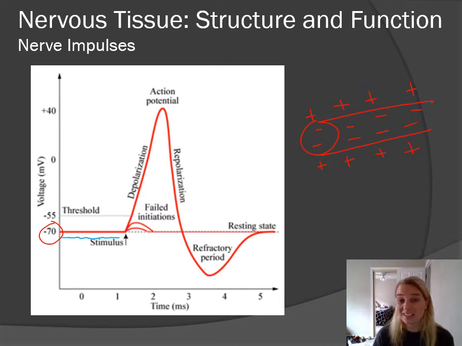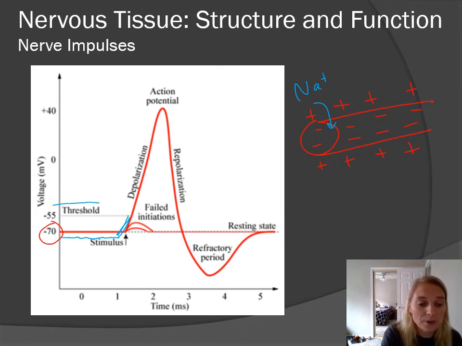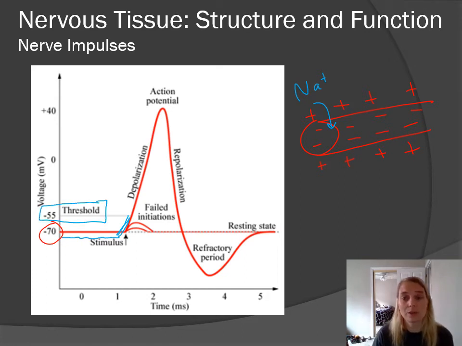But then remember when I said the signal came in, this little stimulus, that's this black arrow right here. If that stimulus comes in and triggers sodium to come into the cell, that's going to cause more positive charges to come into the cell, right? So we're on the way to flip-flopping. And there's a very special number here called threshold. It's that magic number that's going to allow for all of the rest of those sodium gates to open.